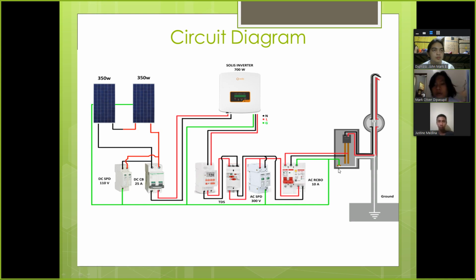Okay. So, finally, dito sa ating AC RCBO, sa circuit breaker sa AC side, nakakonekta siya ngayon dito sa ating panel board, which is, ito nga yung panel board is nakakonekta sa ating grid. So again, ito naman tong green line na to, ito yung connect dito sa ating ground. So ito yung ating diagram for the circuit, ating grid-tie solar power system.